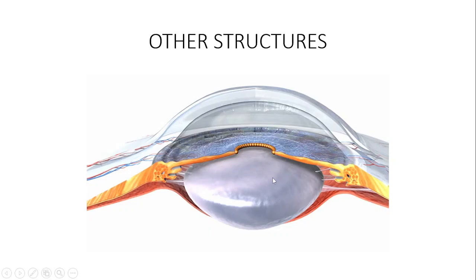So the natural one, which is in our eye, where you see in this particular picture, is known as the crystalline lens. Crystalline because it is rich in some type of protein that are known as crystallines. So that's why it's called crystalline lens.